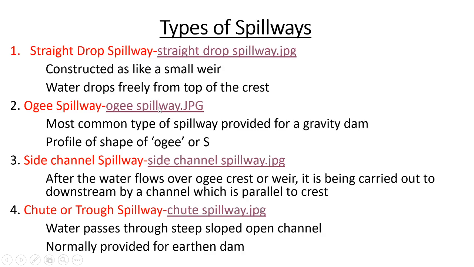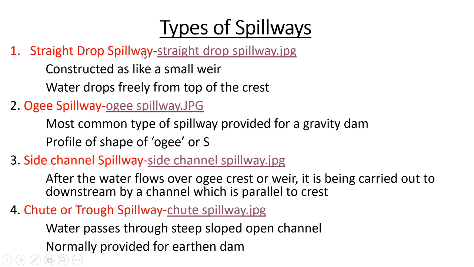Moving to the different types of spillways. First one is the straight drop spillway. Actually, the straight drop spillway is constructed like a small weir. The water drops freely from the top of the crest. Normally, water overflows through the top of the crest of the dam. Such kinds of spillways are called straight drop spillways.